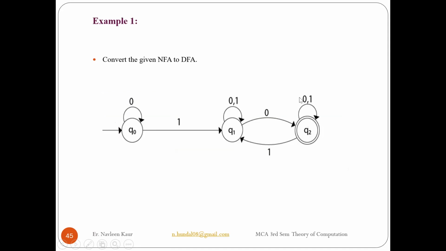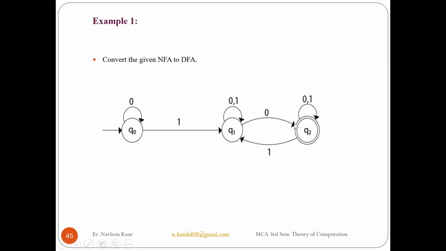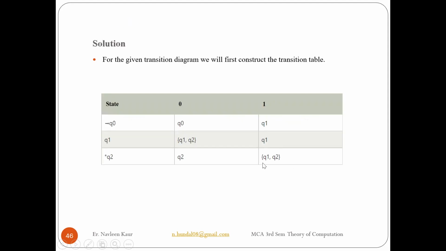Q2 on 0 takes you to Q2. Q2 with 0, only one possibility, that is Q2. But Q2 with 1, there are two possibilities. Q2 with 1 takes you to Q2 also, and takes you to Q1 also. So Q2 with 1 takes you to Q1 also, Q2 also. So Q1 first and Q2 later on.